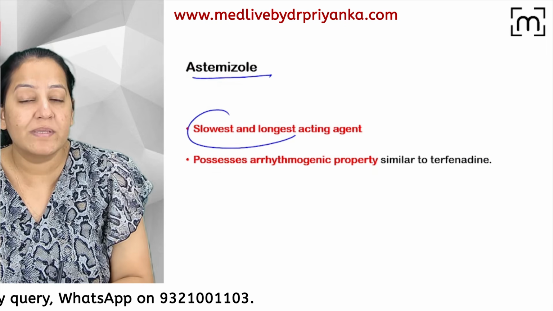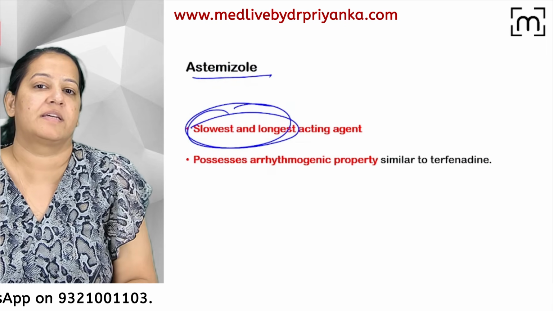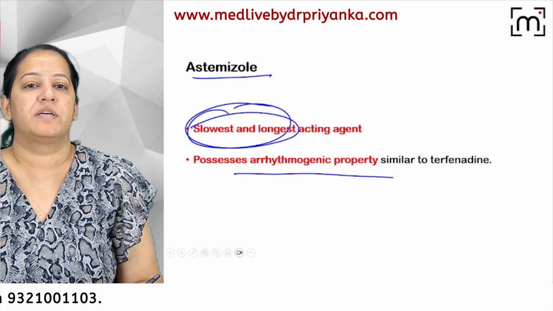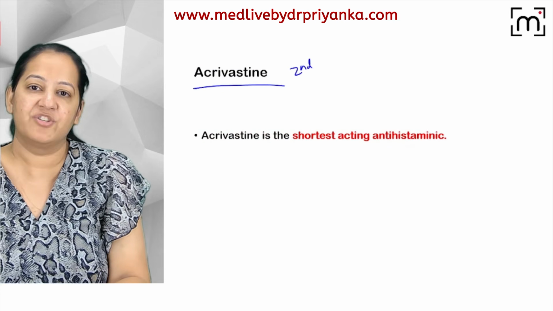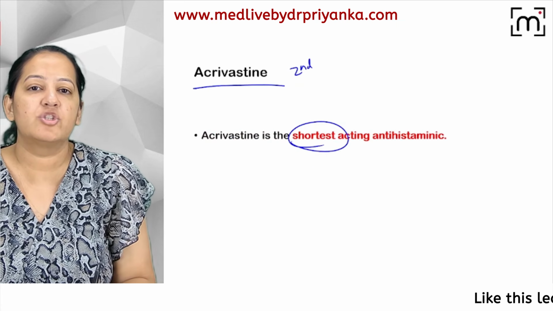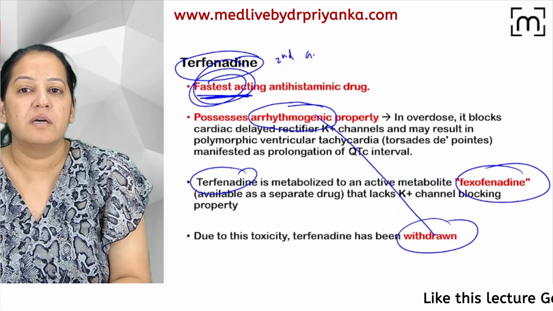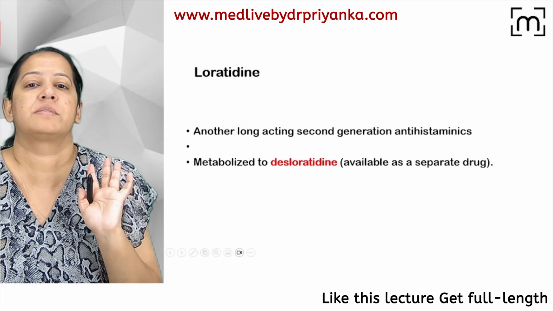Astemizole. This is the slowest and longest acting. Terfenadine was the fastest acting. Astemizole also has arrhythmogenic property, similar to terfenadine. The next is acrivastine. These are all newer second generation drugs. This is the shortest acting. So fastest, slowest, shortest, these are all your MCQs.